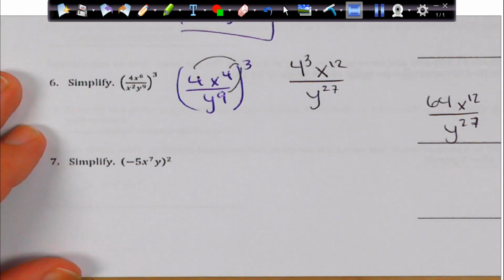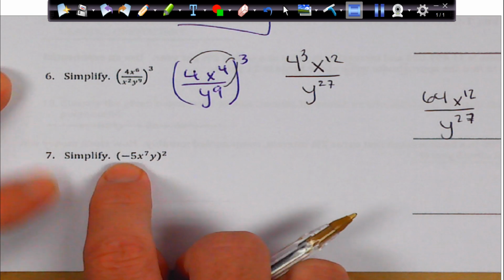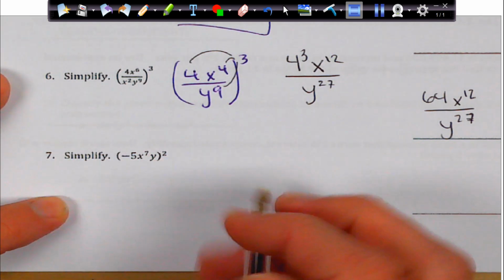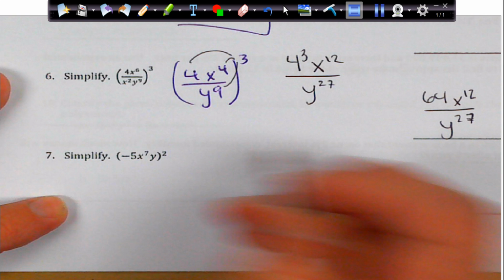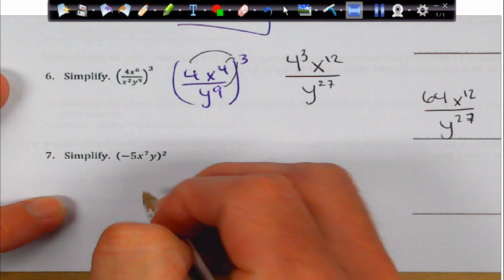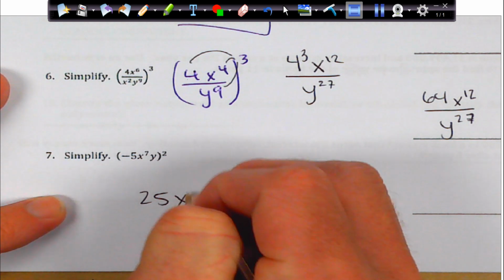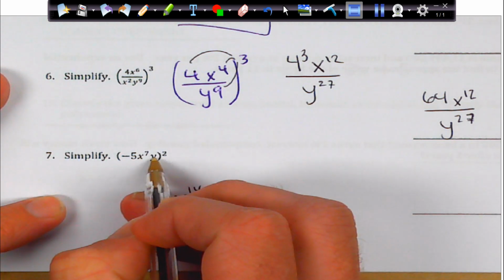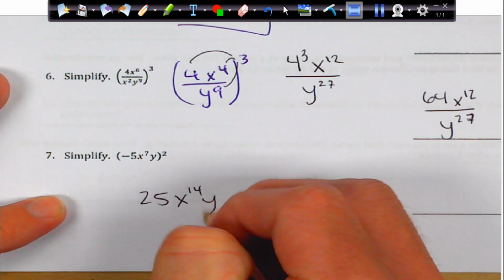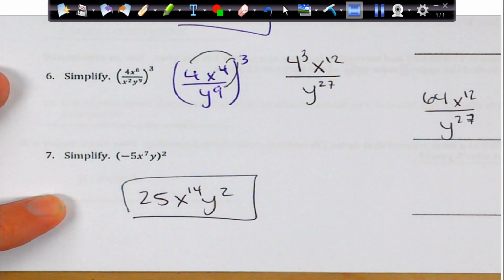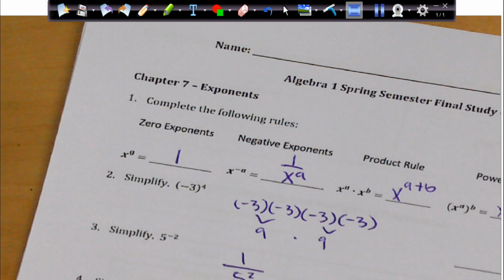And then last but not least, we are squaring. So this is negative 5 times negative 5. Remember that negative is included, so when two negatives multiply, we get a positive, so that's going to be 25. Power to power, so that's going to be 7 times 2, which is 14. And this has an exponent of 1, so 1 times 2 is 2. And no longer negative. All right, next page.